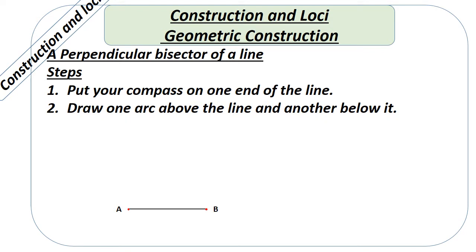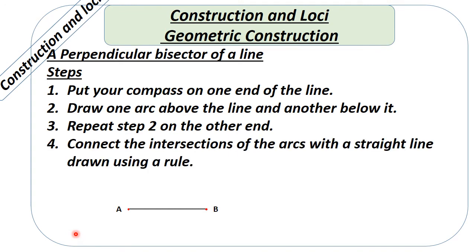So the next step is to put your compass on one end of the line. So you can put your compass here, then draw an arc above the line and another below it. So when you put your compass here, draw one arc here and another arc here. All right, one above the line and the other one below the line. Then you repeat step 2 on the other end. Then the final step is to connect the intersection of the arcs with a straight line.